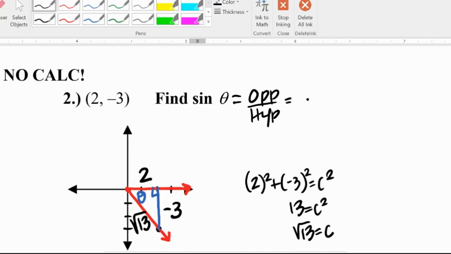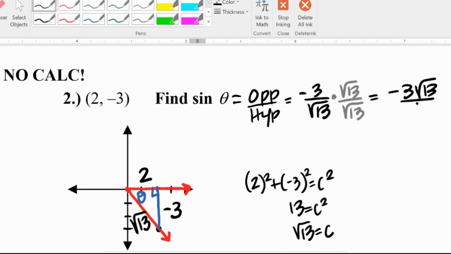So opposite over hypotenuse, using theta, which is the reference angle, technically theta prime, is -3 over root 13. But it is improper to leave roots in the denominator, so you need to rationalize. Your final answer should be -3 root 13 over 13.